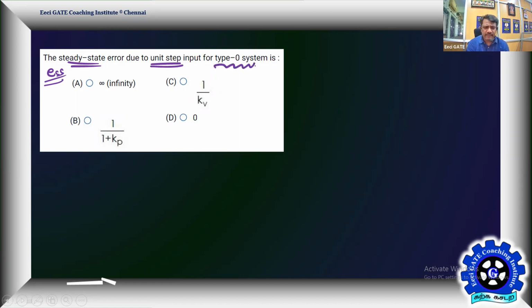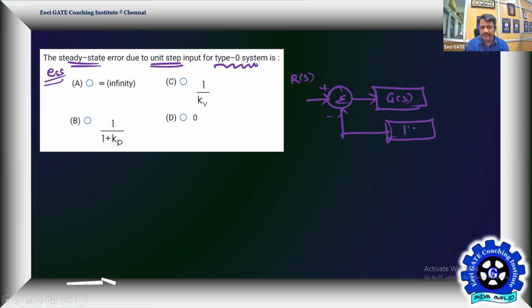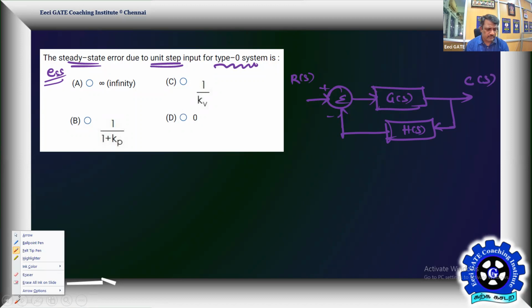But given the type of the system, type is always referred. So take the closed loop structure once again. What we have is the input command R of S in Laplace domain. Then in the forward path, we have G of S. Then in the feedback path, we have H of S. Output is C of S. So the focus is on the steady state error. At this point, that's the output of the summing point.